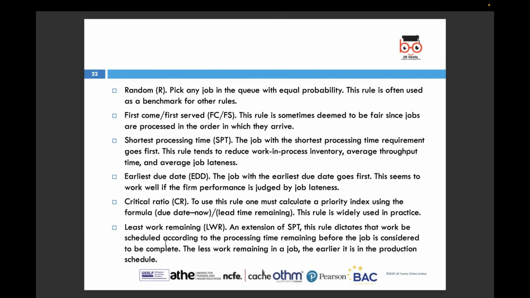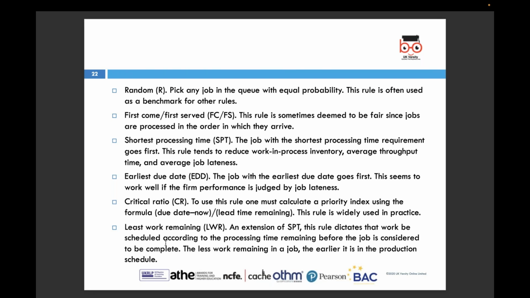Next one is the critical ratio rule. To use this rule, a priority index is calculated using the formula: due date minus now, divided by lead time remaining. The job with the highest critical ratio value is given the highest priority. Critical ratio considers both due dates and lead times, making it a widely used rule in practice. It balances the urgency of completing jobs with the remaining time available.